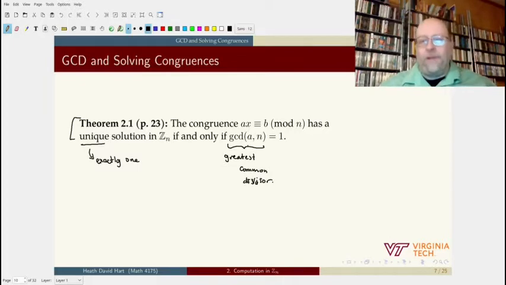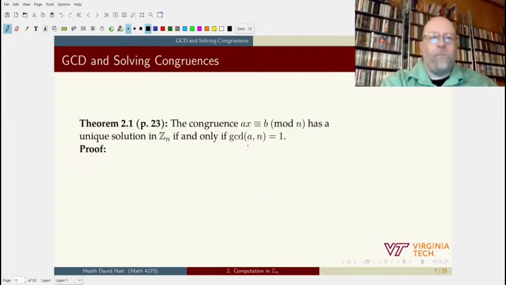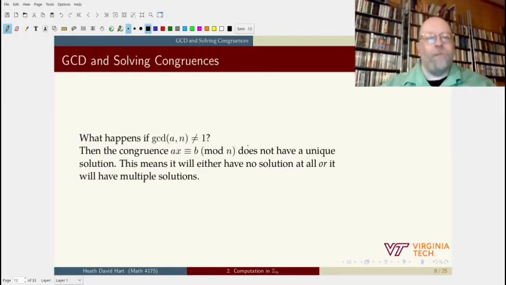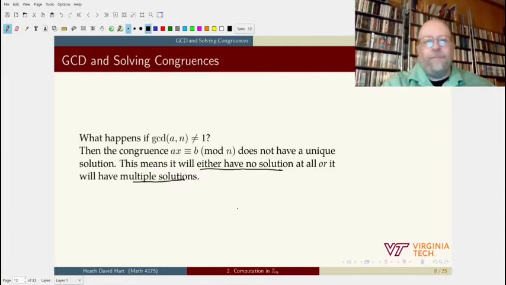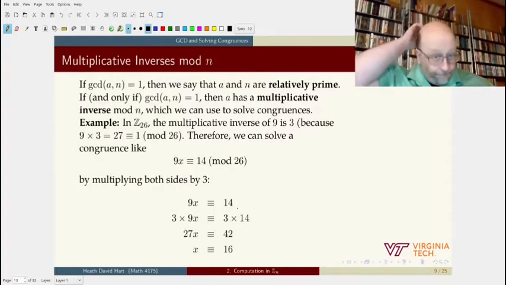We're not going to take the time today to prove the theorem, but we now know how to tell whether we're going to have a unique solution or not. Okay? What happens if the GCD is not equal to 1? Then the congruence does not have a unique solution, and that means it will either have no solution or it will have multiple solutions. And that has to do with what that other number turns out to be. Okay? All right.